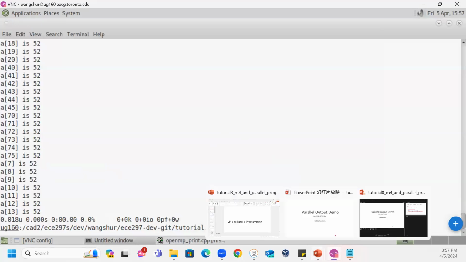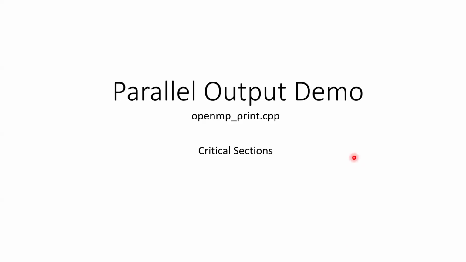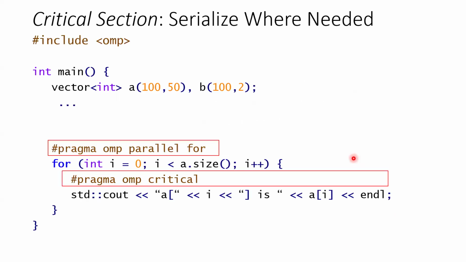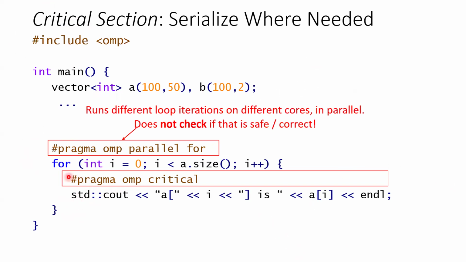Okay. Let me get back. So as I just showed you, setting this stuff critical will help. Because making everything multi-threaded can run different loop iterations on different cores in parallel, but it does not check if that is safe or correct.